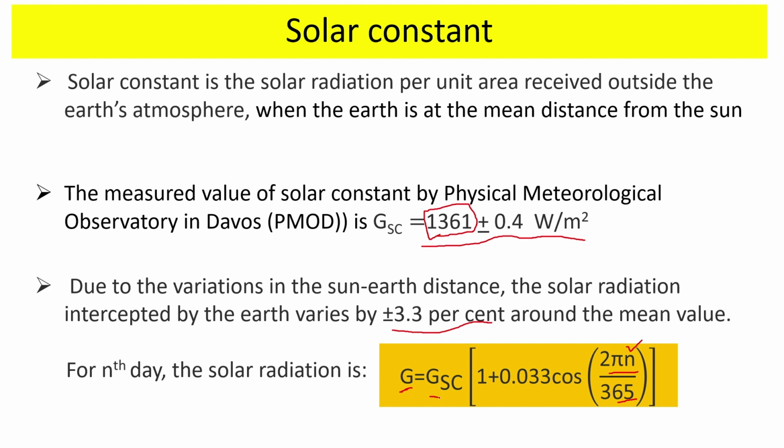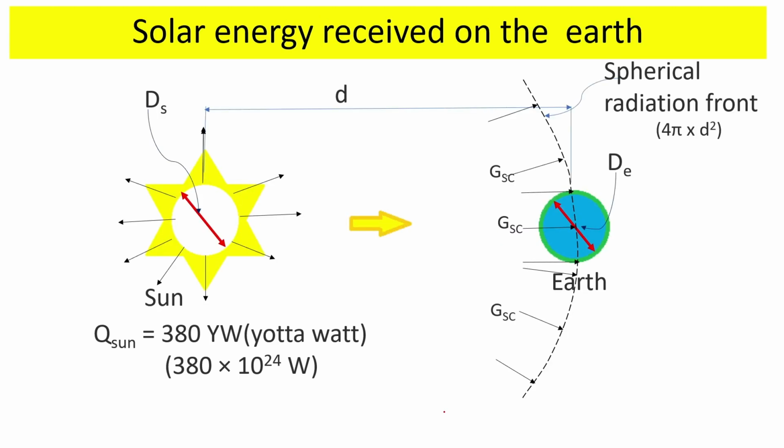Solar constant is called whenever we measure the value of solar radiation outside the Earth's atmosphere at the mean distance. Rest all are just called solar radiation, right? So the solar radiation on any nth day will be given by this formula, right? Now let's calculate how much energy we receive on the Earth's surface, right?